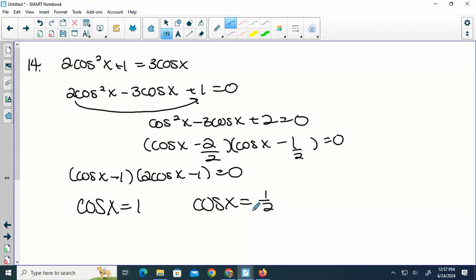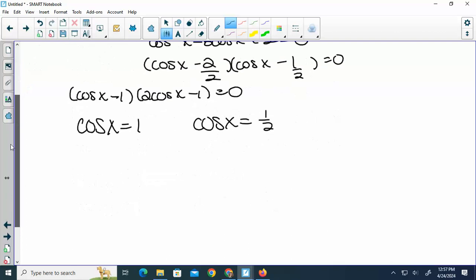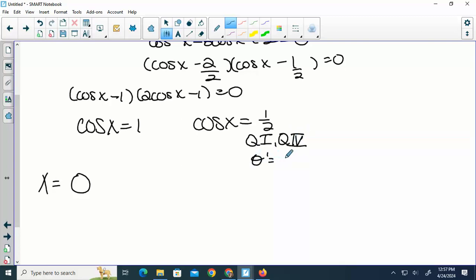Okay, when is cosine 1? 0 degrees, but we're in radians, so that's 0 radians. No degree symbol. When is cosine positive? Quadrants 1 and 4. Reference angle, when is cosine 1/2? Pi over 3. So pi over 3 in quadrant 1, and in quadrant 4, 5 pi over 3.